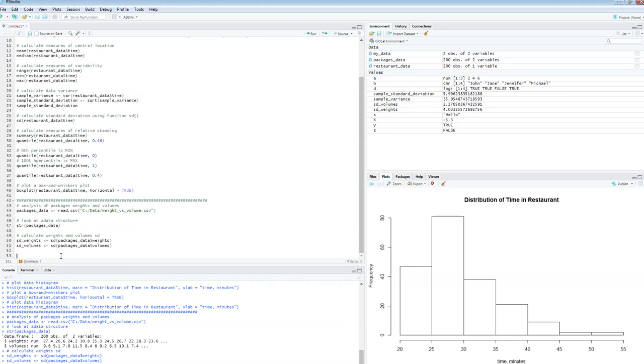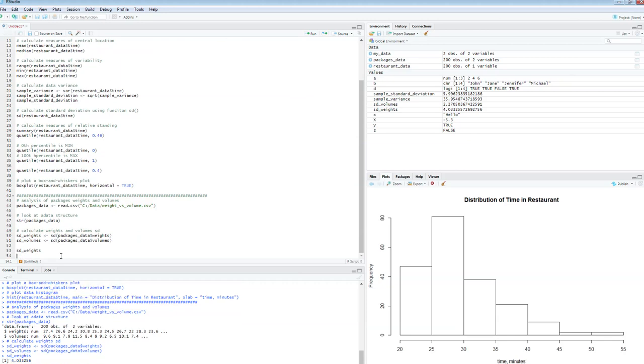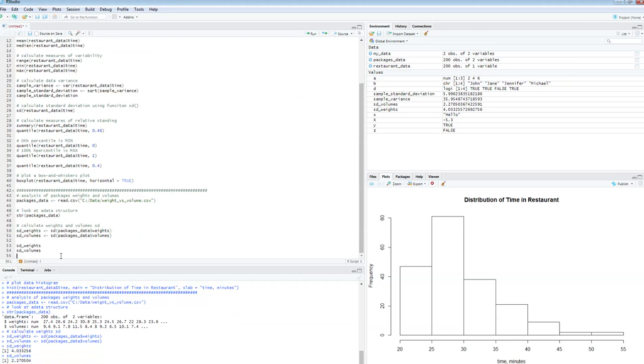Now let me just see what they are. SD_weights, I run this line, and also SD_volumes, I run this line. So what do we have? For the weights, the standard deviation is 4.03, and for the volumes of the packages, the standard deviation is 2.27.